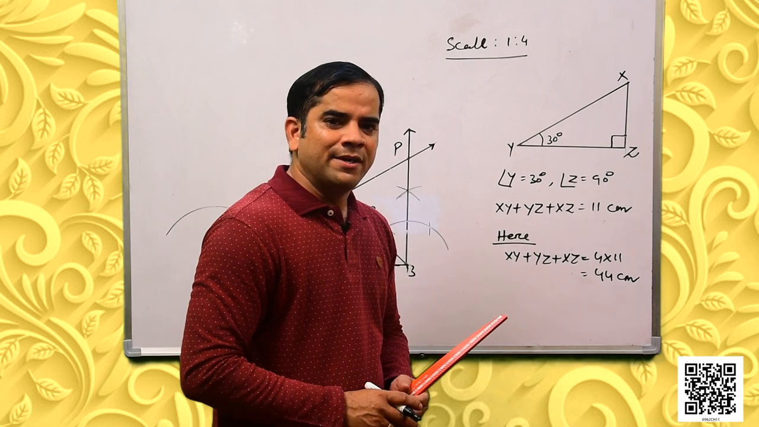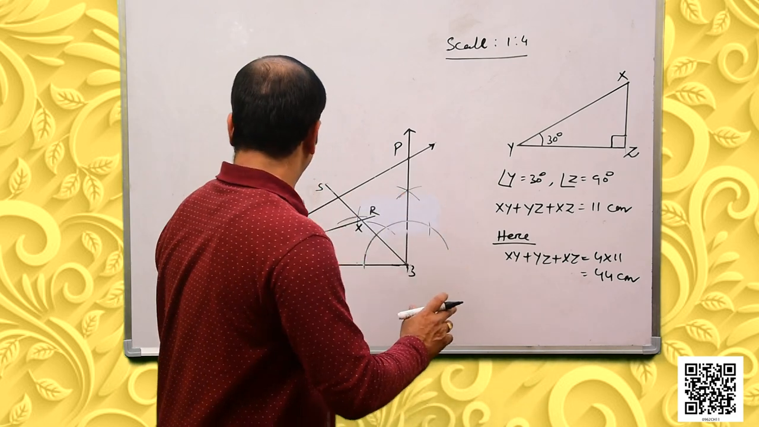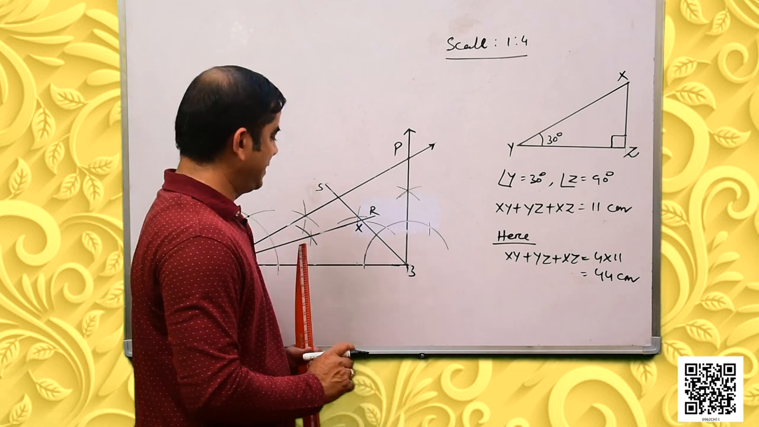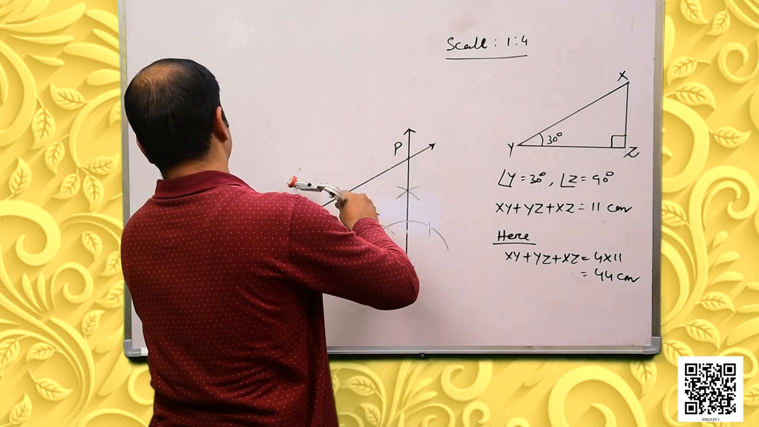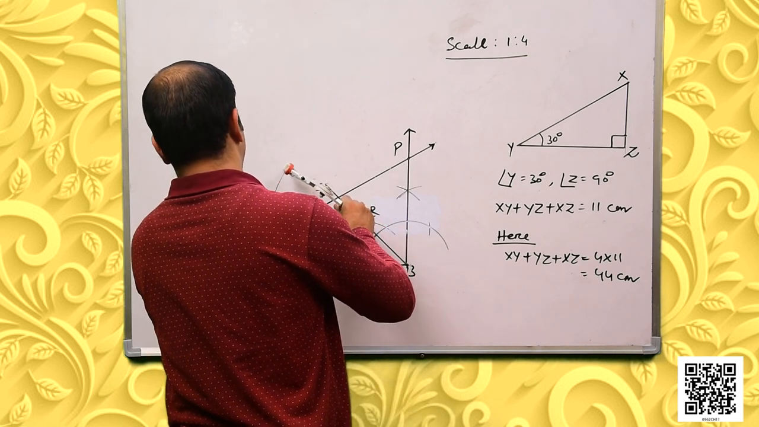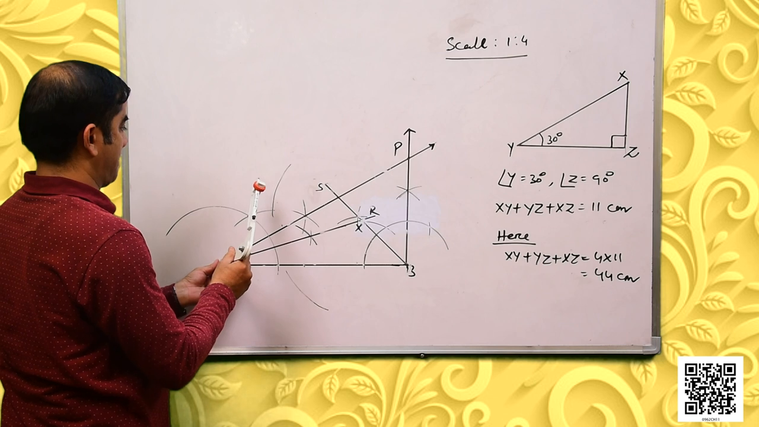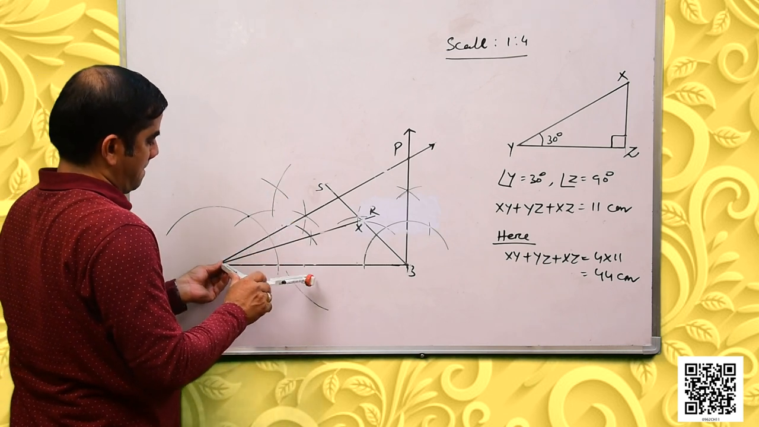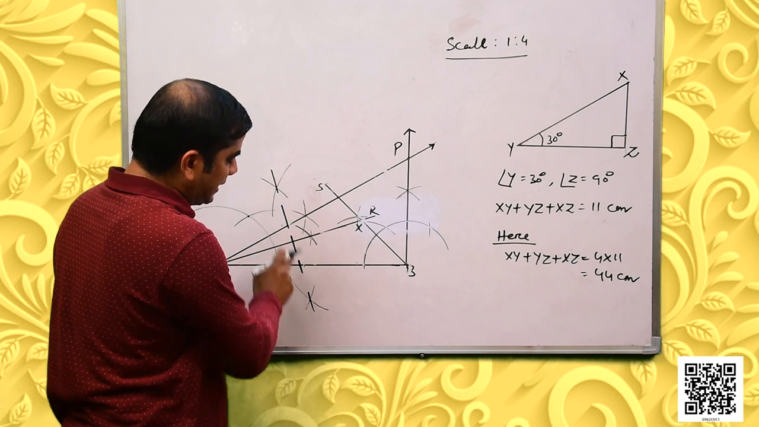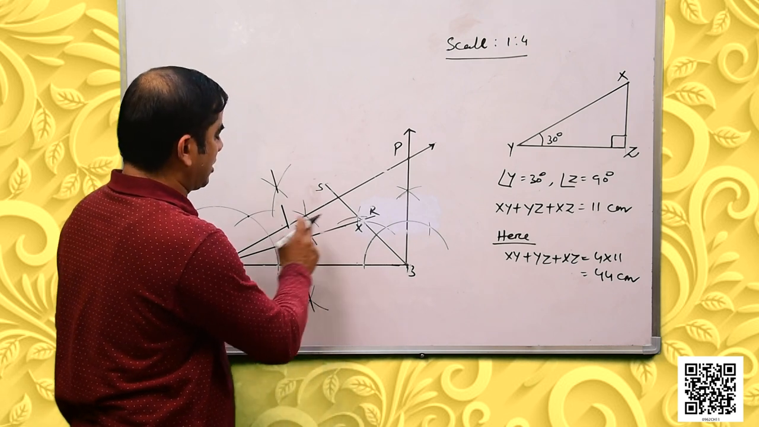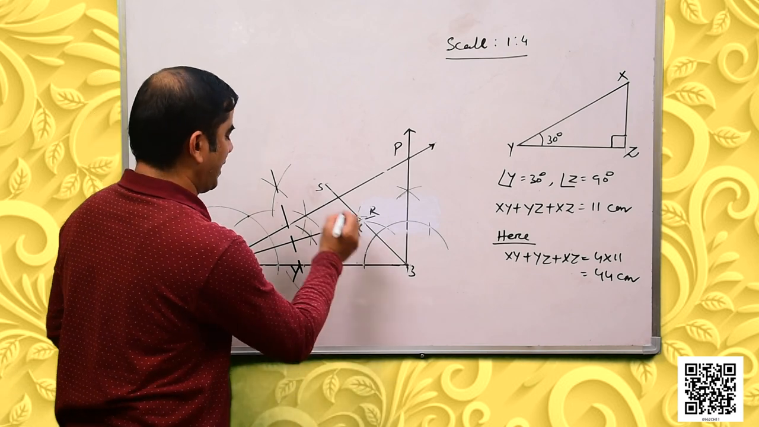Fine. What next? Draw the perpendicular bisector of AX, which intersects AB at Y. So we need to draw the perpendicular bisector of AX to meet AB at Y. When we join these two points, we will get the perpendicular bisector of AX and it intersects AB at a point. So let this point be Y. So we have got X and Y.